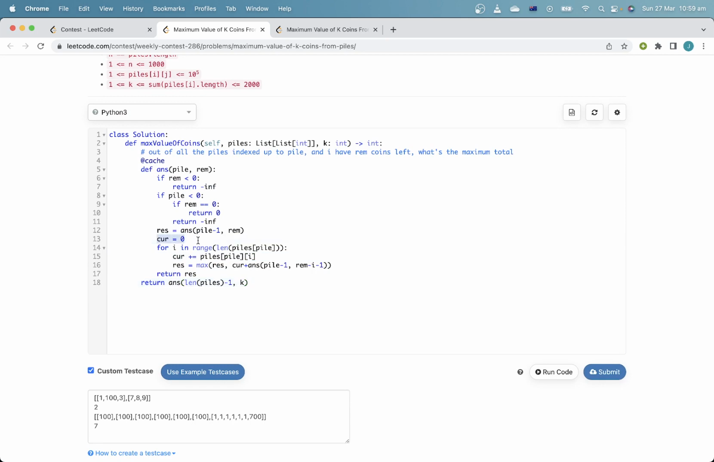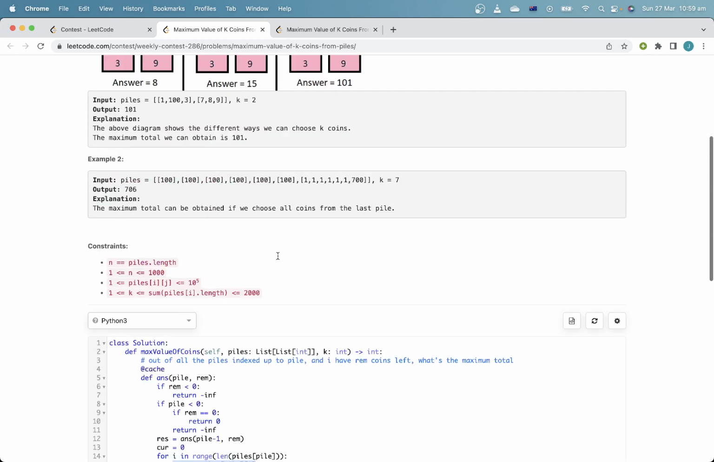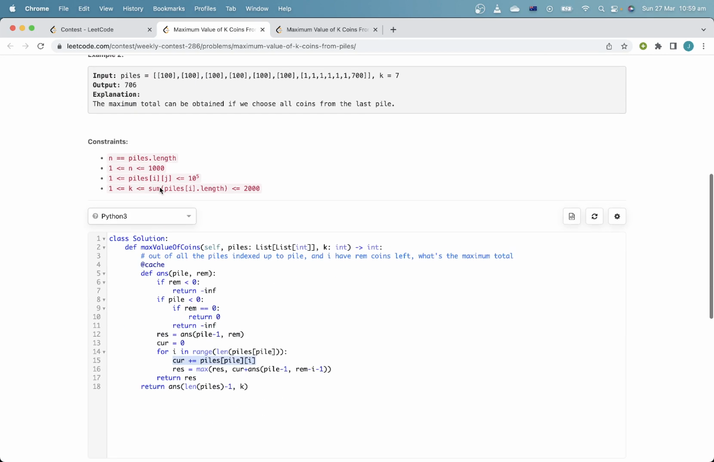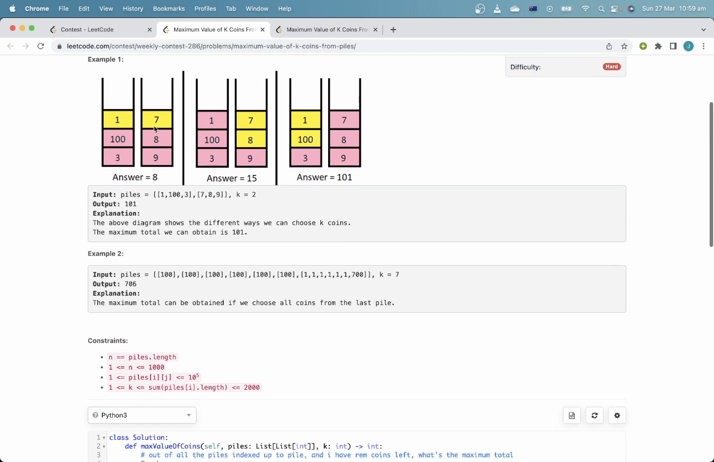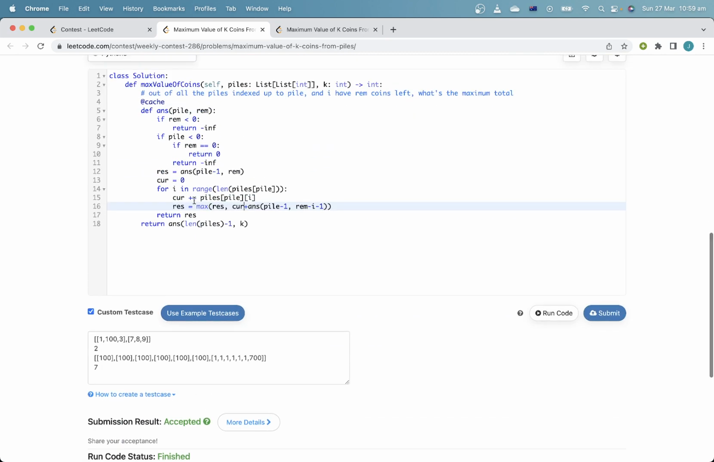So current will represent the value of the coins from the current pile which I'm choosing, and then for each possible choice of coins from my current pile, I will take the maximum of my current answer with the value of those coins plus my DP with the remaining number of coins to choose and with one less pile. And then this is pretty much very similar to knapsack, and yeah, that's basically it.